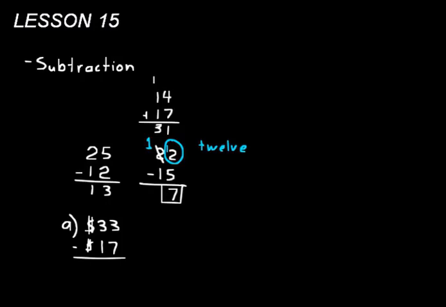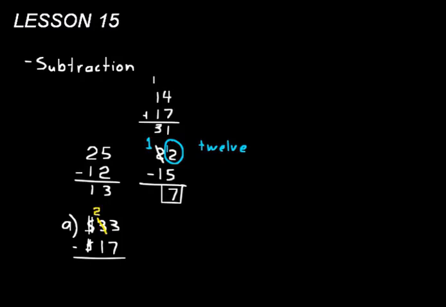You can use money if you want to help you figure out these problems, but I think you can probably understand how I explained it there and how you have to borrow sometimes from the tens column, borrow a $10 bill and give that to the ones column in order to do your subtraction. So let's just look at this problem, 33 minus 17. We can't subtract 7 from 3 in the ones column, so we need to borrow a $10 bill from the tens column. And so we'd take that 3 and change that to a 2.